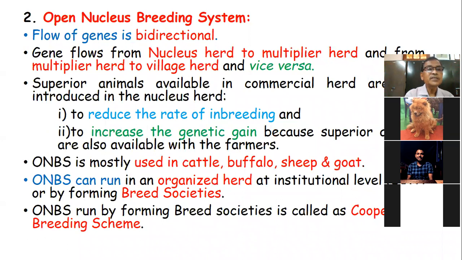So in this open nucleus breeding system, the flow of genes takes place bidirectionally. That is, genes flow from nucleus herd to the multiplier herd, and from multiplier herd to the village herd, and vice versa. The superior animals available in commercial herds are also introduced in the nucleus herd, and there is one advantage, that is, to reduce the rate of inbreeding. Suppose in the nucleus herd very few animals are there, there is every possibility of inbreeding. So to avoid the inbreeding, we may allow the entry of the superior animals present with the farmers into the nucleus herd.